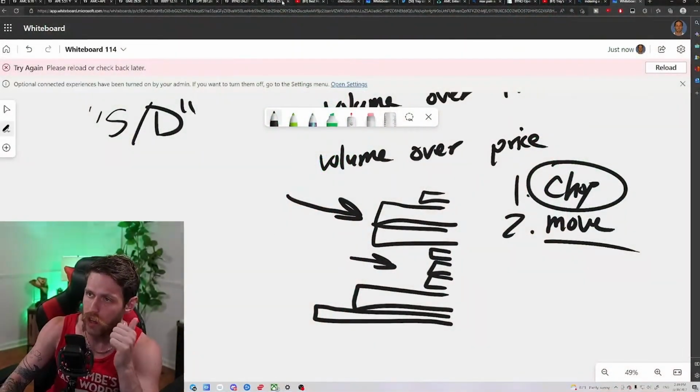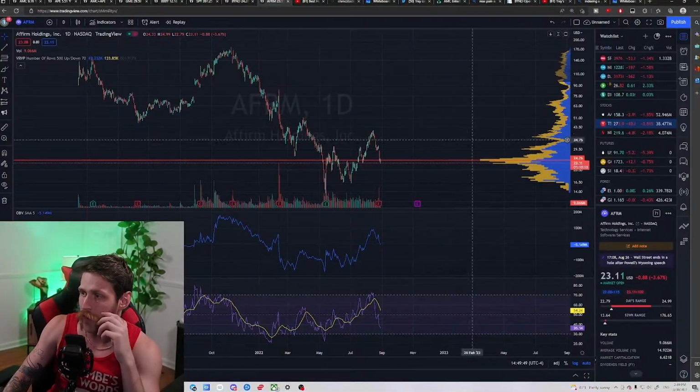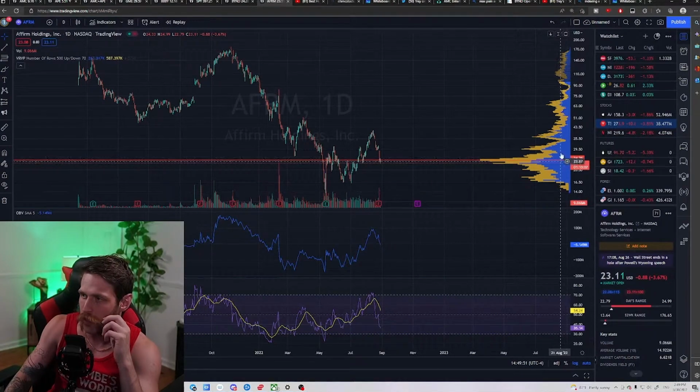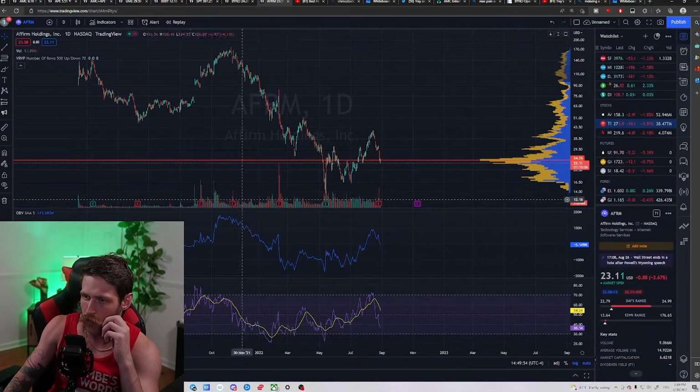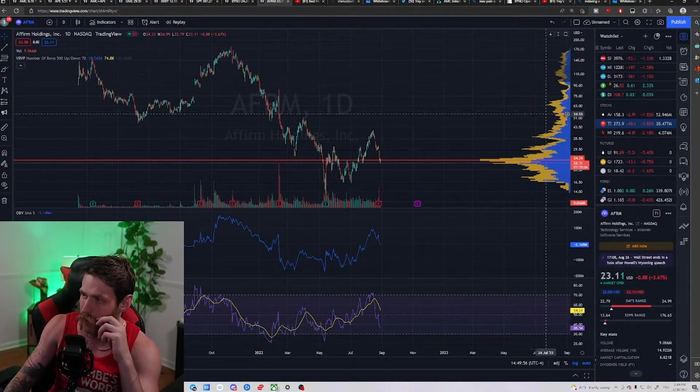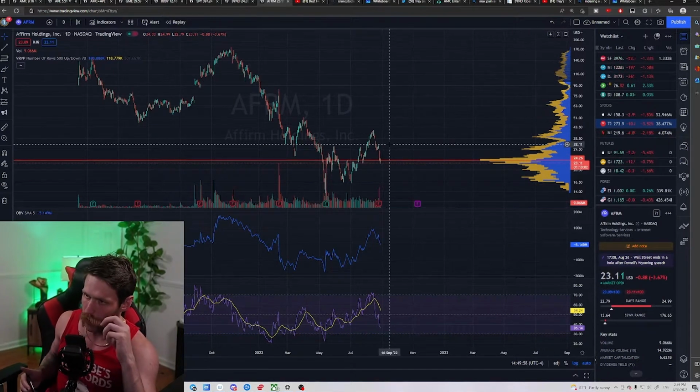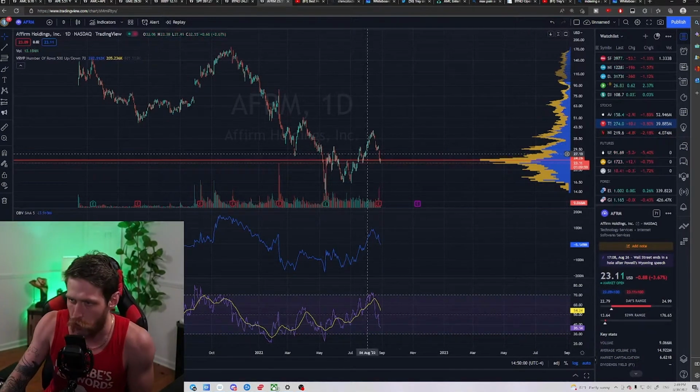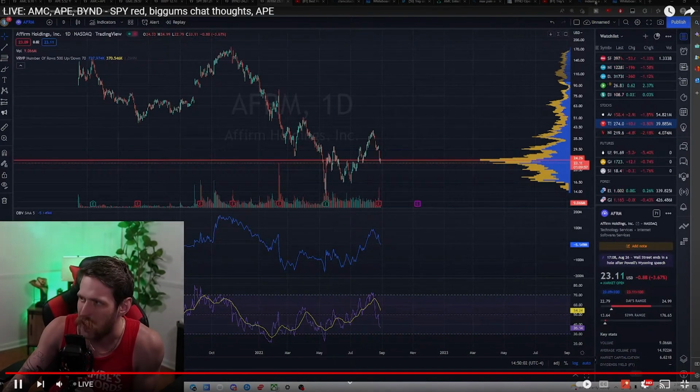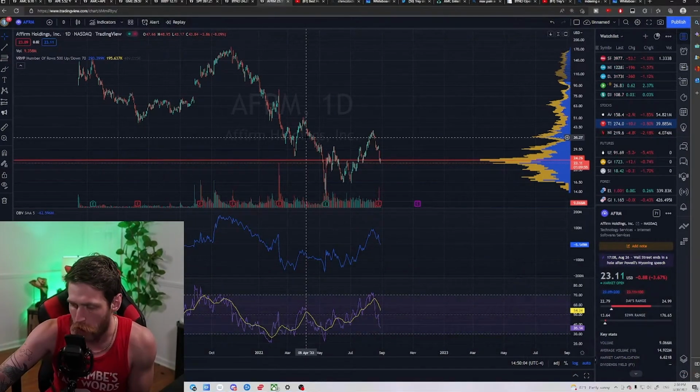So now I'm going to show you this on AFRM. I've got VRVP over here on the right side of my screen. This is the y-axis. Down here is volume on the x-axis. So here we have the measurement of volume over price, right? What you're going to notice is there's a red line. This red line is the last piece that I have to add about volume range, volume profile.